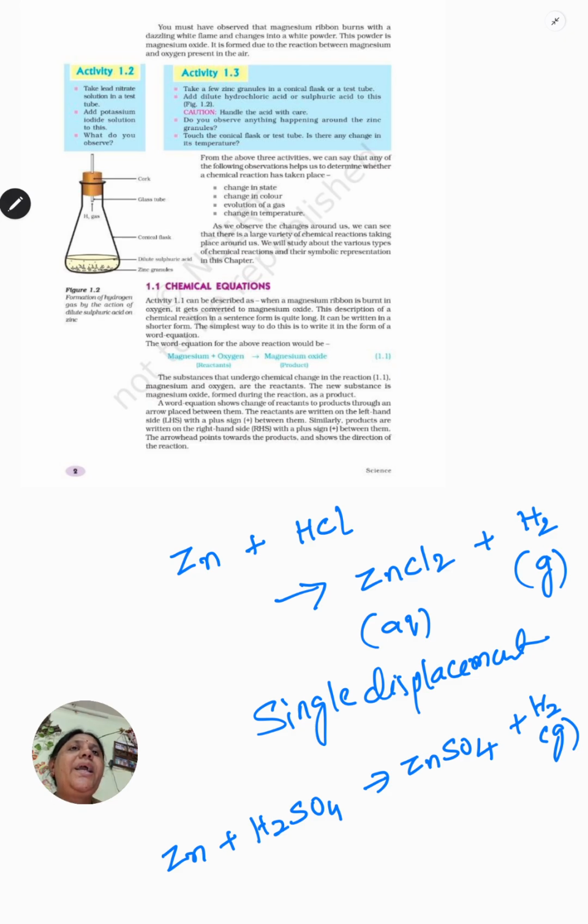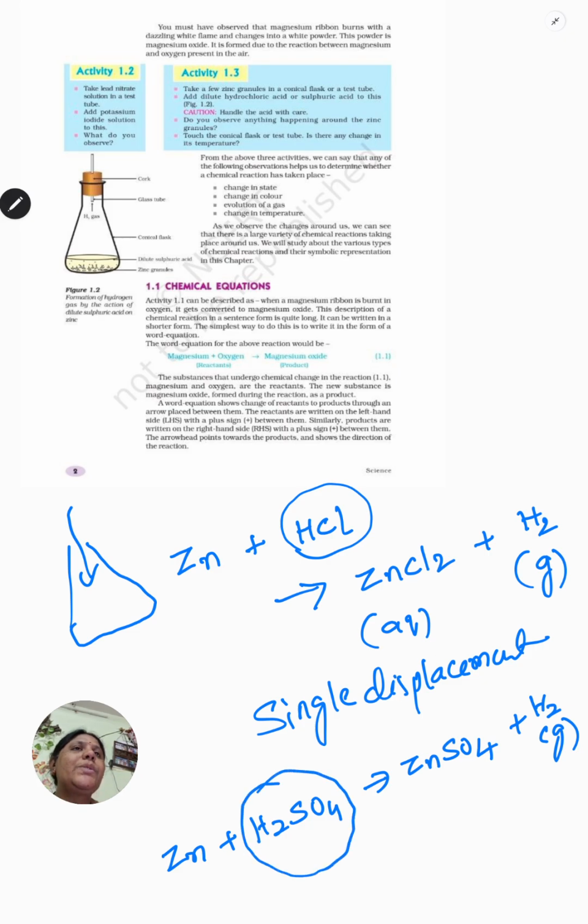In the next, third activity, they tell us to take a few zinc granules in a conical flask. Zinc granules are taken, okay, and a conical flask or a test tube you can take. Add dilute hydrochloric acid to this one. You can add either hydrochloric acid or sulfuric acid. H2SO4 is sulfuric acid, and HCl is hydrochloric acid.